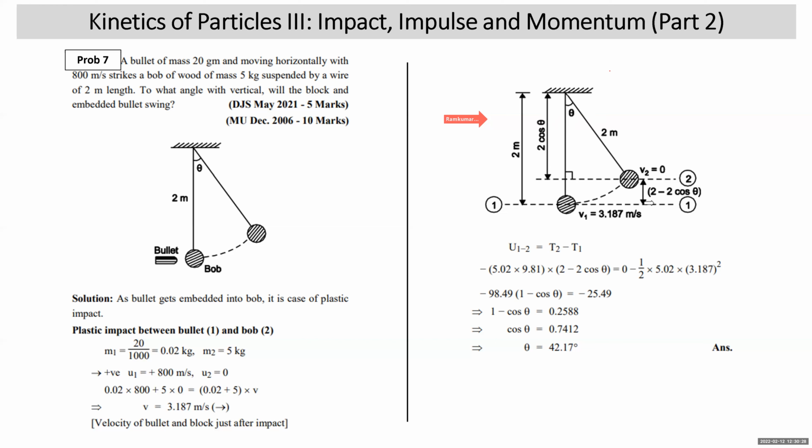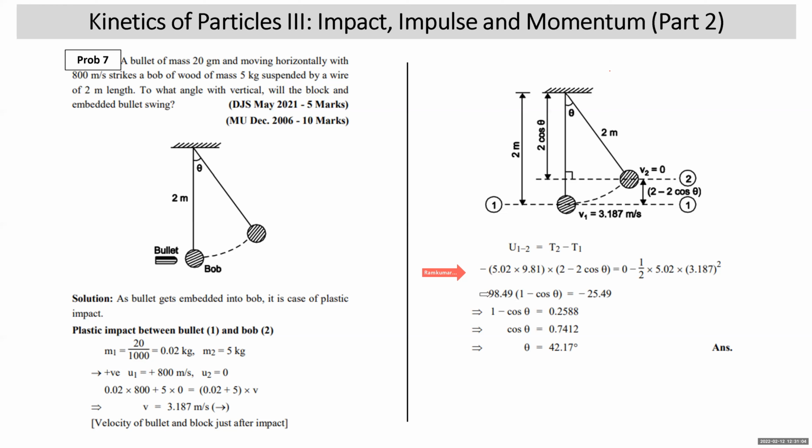So vertical displacement between 1 and 2 position. 2 is the position when the bob comes to rest. What is vertical displacement? 2 minus 2 cos theta. Now apply work energy principle from 1 to 2. Weight of the bullet and bob will do negative work. 2.02 kg is mass into 9.81, it gets converted to weight, into vertical displacement 2 minus 2 cos theta. Weight acts downward, displacement upward, work done is negative. Is equal to T2, 0 as system comes to rest, minus half mass of bullet and bob into velocity of the bullet and bob just after.